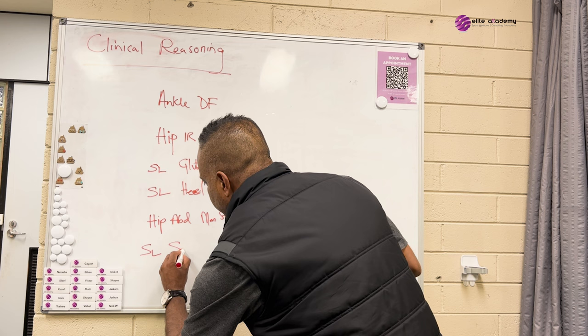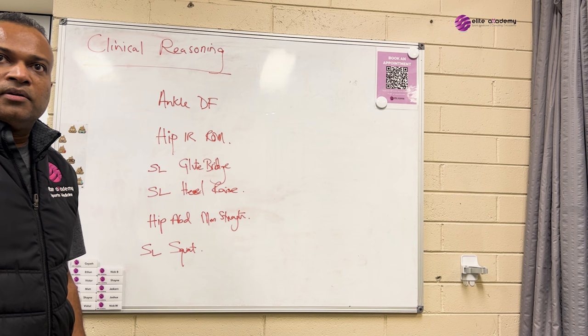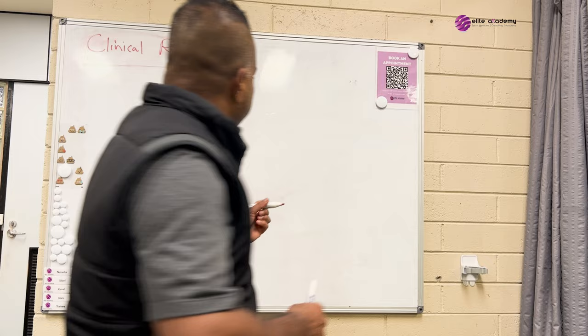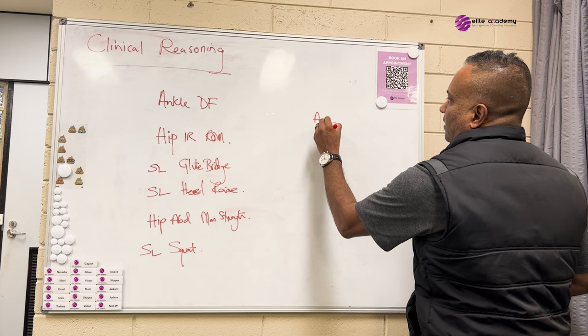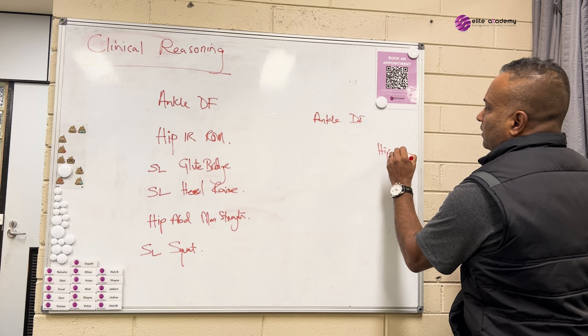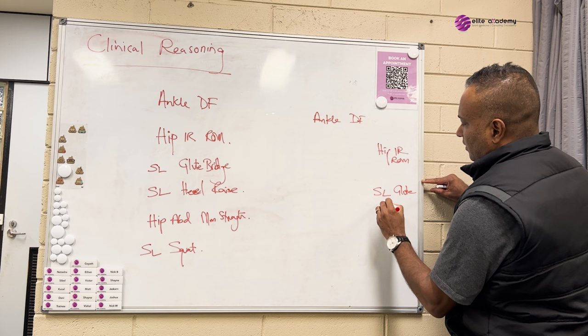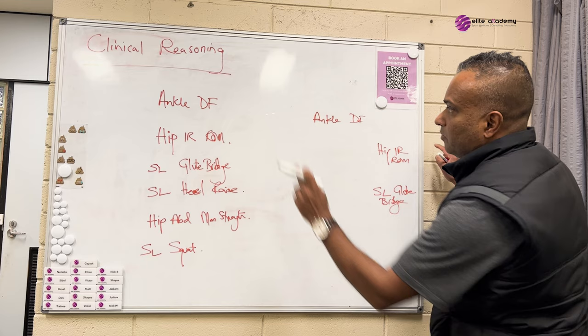That gives us our major problem list. Now what we're trying to decipher is which one to go with first, and this is the way to do it. 1, 2, 3, 4, 5, 6. So we have ankle dorsiflexion, hip internal rotation range of motion, single leg glute bridge.